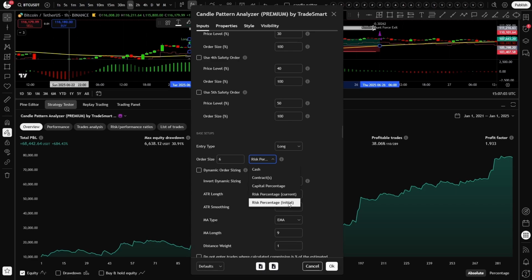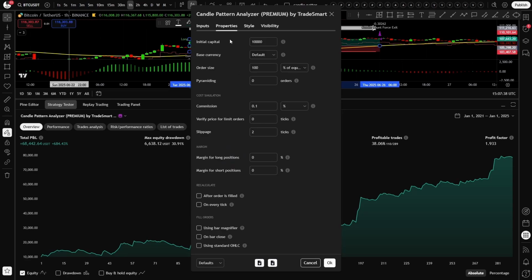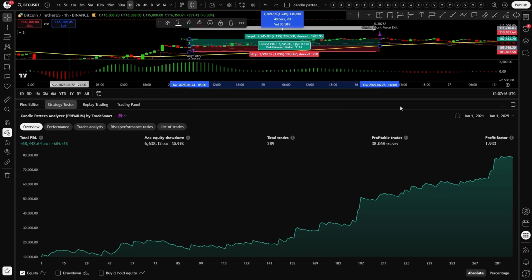It might sound a bit high, but the generated result shows that the maximum drawdown is just around 30%, which is tolerable for me. If you are a more conservative trader, just set it down to 4, 3 or 2%. That way you will have a lower risk, a lower drawdown, but of course a lower net profit in the end. Switching to the properties tab, I'm using a 0.1% fee on each entry and exit and a 2-tick slippage.